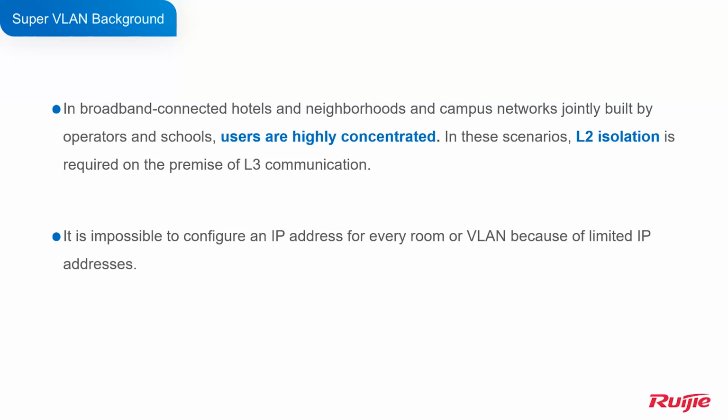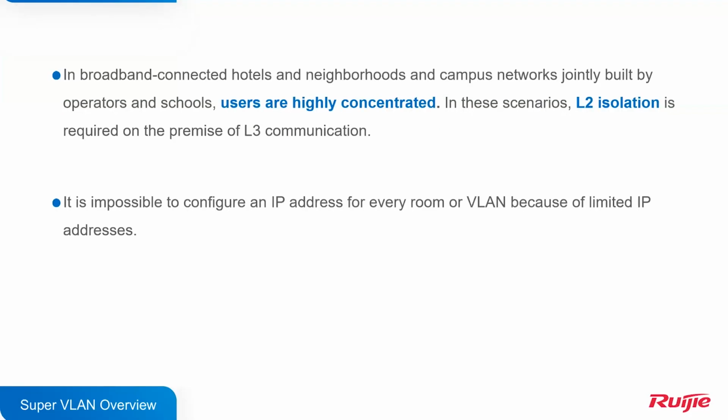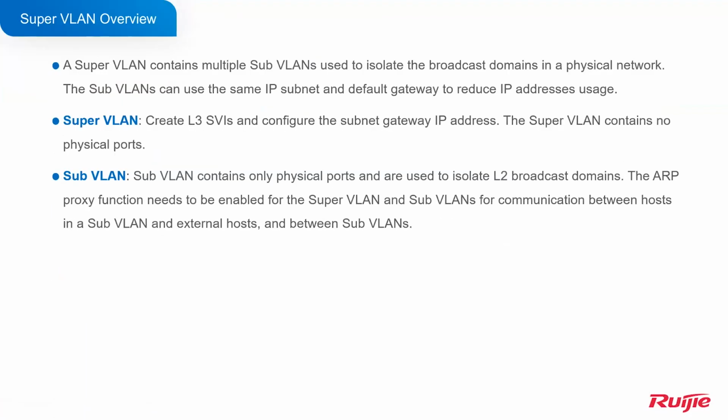And as we have already introduced, to isolate the Layer 2 users or to isolate the broadcast domain, we can use the VLAN technology. But it's impossible to configure an IP address for every room or VLAN because of limited IP addresses. So we need another technology to do the Layer 2 isolation. And what we are going to introduce here is the super VLAN.